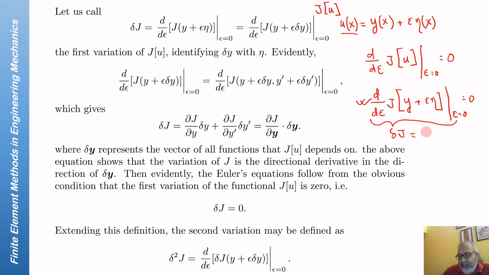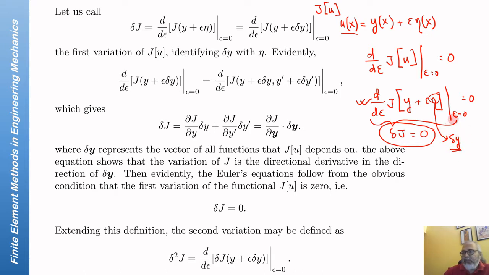is delta J equal to 0. So an equivalent way of writing the Euler Lagrange equation is to write delta J equal to 0. Moreover, we will call this eta the first variation of y, delta y. So delta y is actually a function identified with eta, and epsilon times delta y is a perturbation over y. So a perturbation of y, you can think of it as delta y.